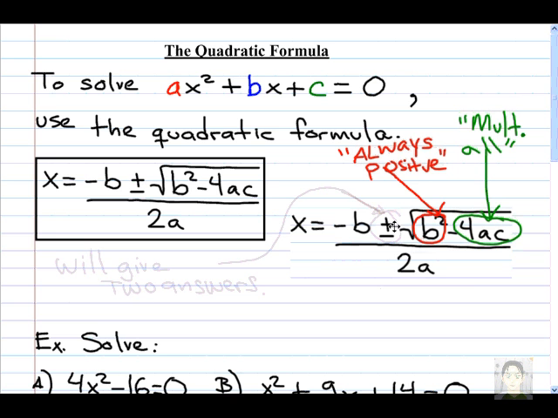The plus minus on the outside of the radical will make one of the steps be split into two steps and give you two answers.